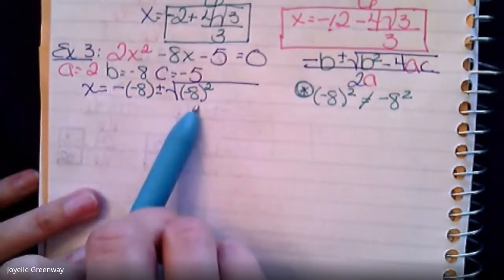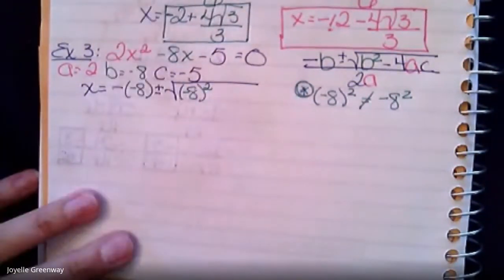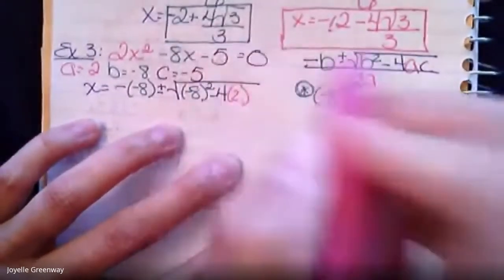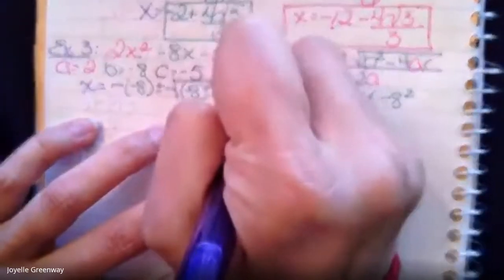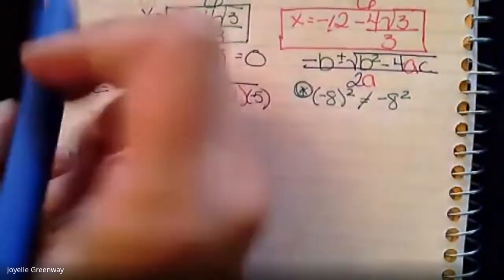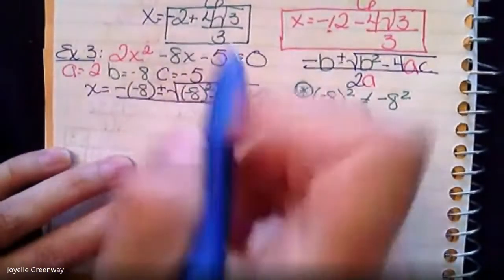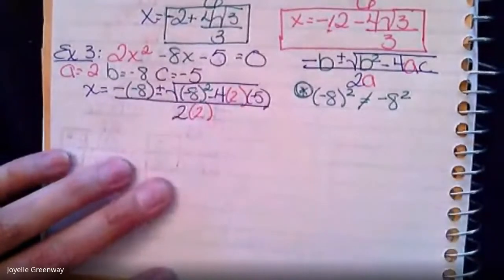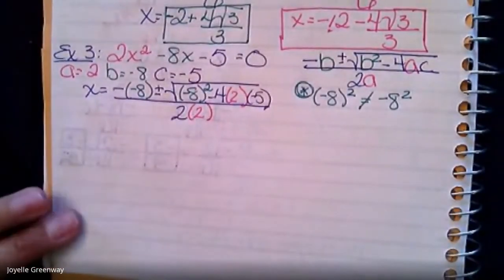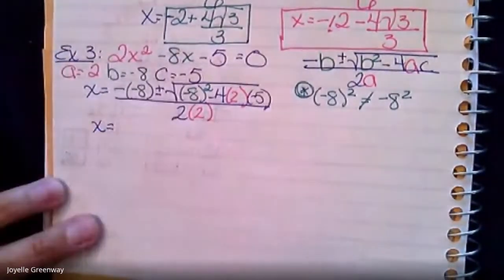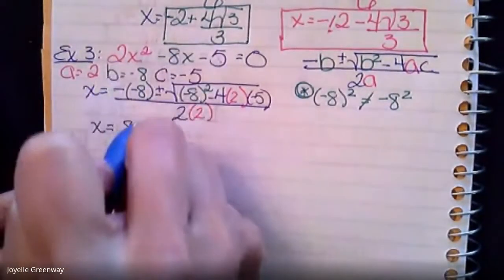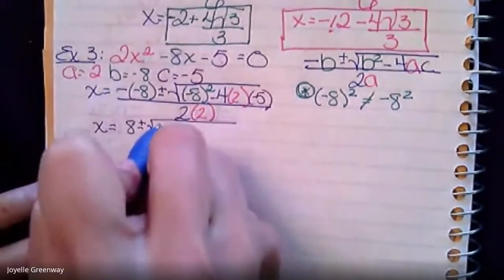So -8 squared minus 4 times 2 times -5. And all of that is divided by 2 times 2. All right, so let's clean this up. So x is equal to 8 plus or minus the square root of 64.